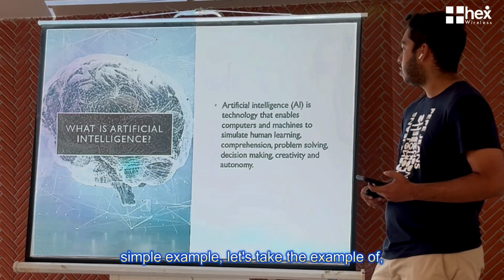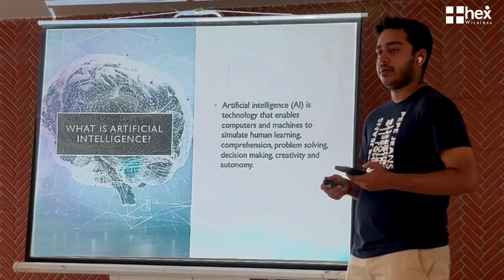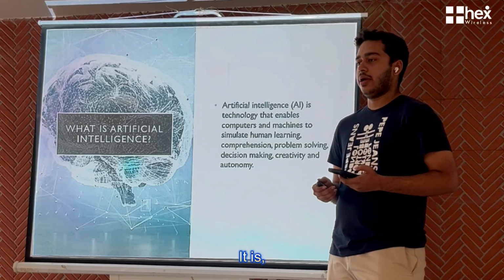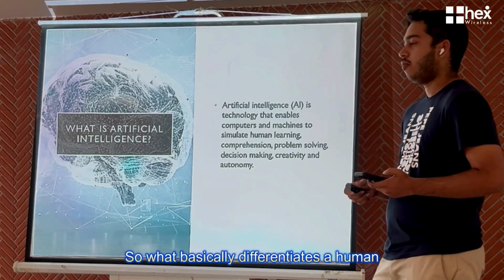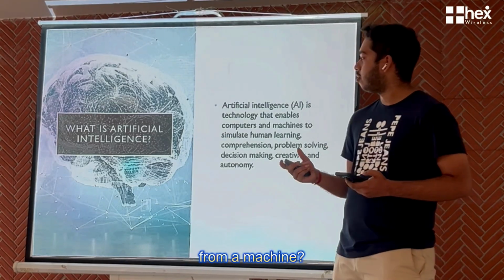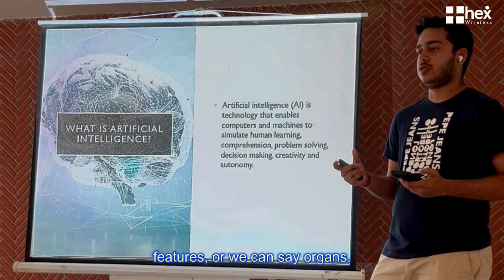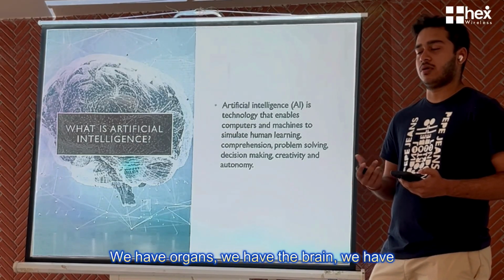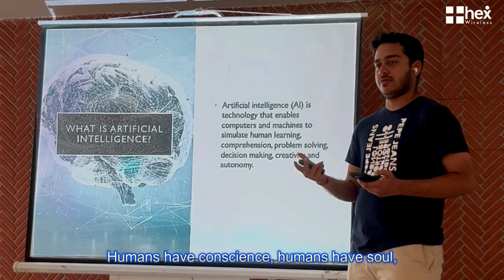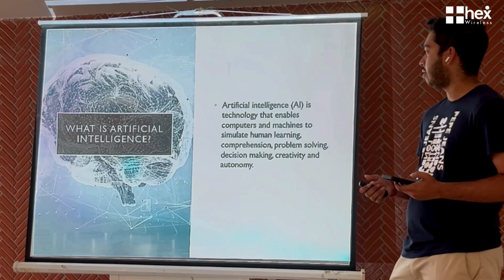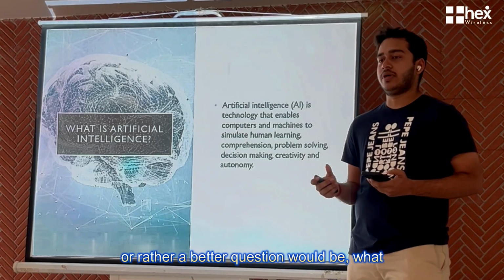So, a simple example, let's take ChatGPT, right? It is a form of textual communication. So, what basically differentiates a human from a machine? A human has some special features, or we can say organs. We have the brain. We have the heart. Humans have conscience. Humans have soul. But the AI doesn't have any of that. What AI lacks is, or rather, a better question would be, what does AI have?